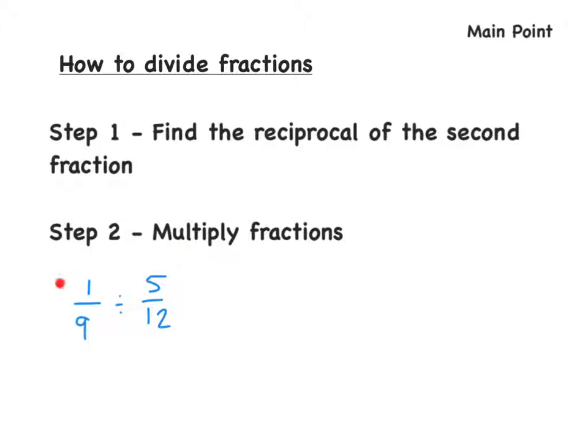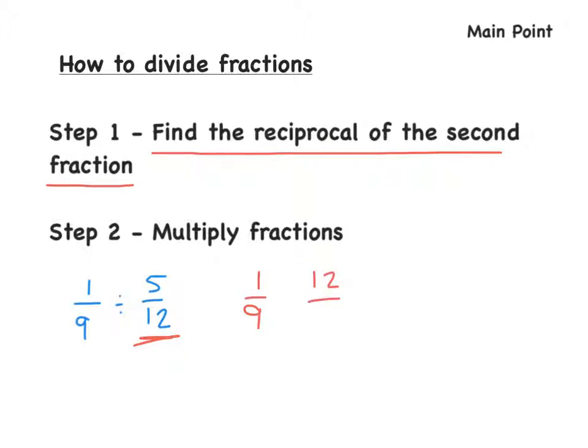So let's see what we have down here. We have 1/9 divided by 5/12. So let's see here. Step 1. Find the reciprocal of the second fraction. Second fraction is 5/12. So we'll rewrite this 1/9, and the reciprocal of 5/12 is 12/5. Then you multiply after you do the reciprocal. So now we have 1/9 times 12/5.